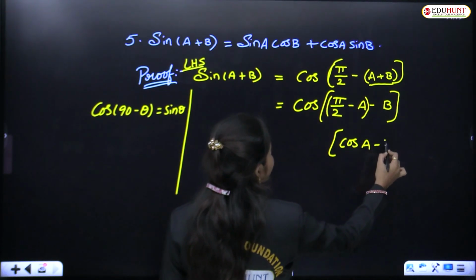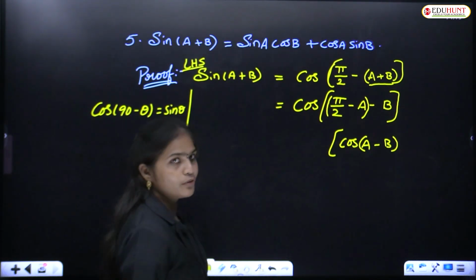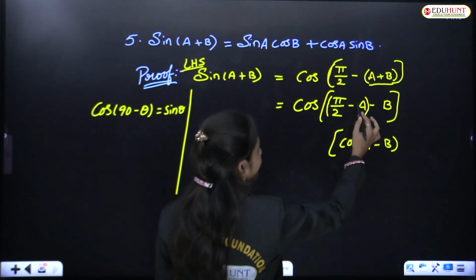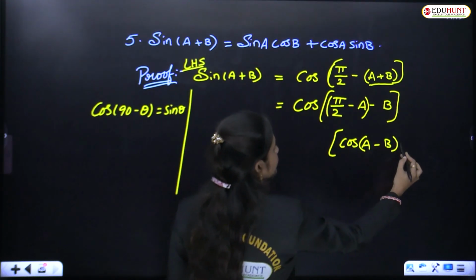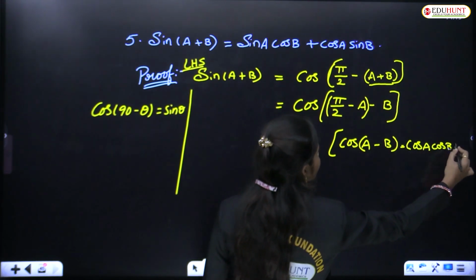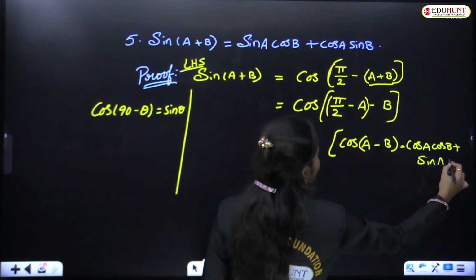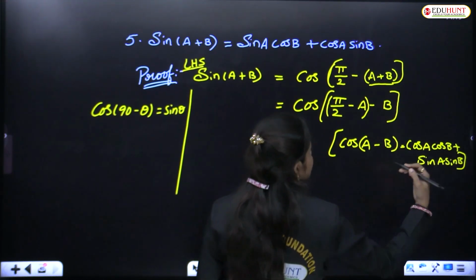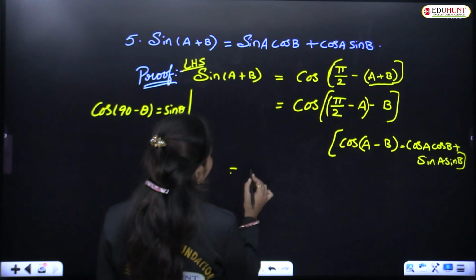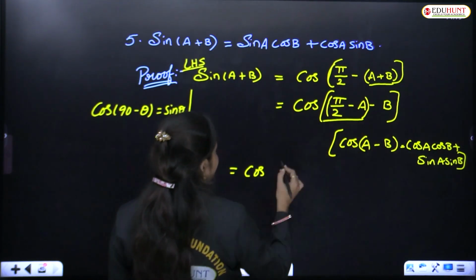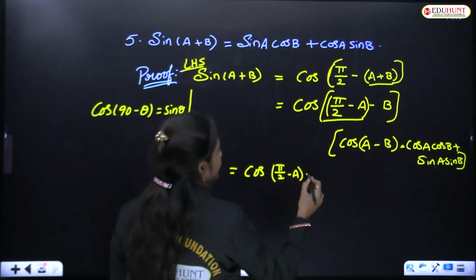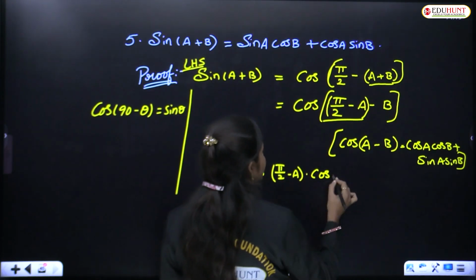Okay, now this is in the form of cos A minus B. Yes or no? Here A is equal to pi by 2 minus A. So A is equal to pi by 2 minus A, minus B. So compare with this formula. So what is that formula here? Cos A cos B plus sin A sin B. Same only, no, those two. Okay, so just by comparing that one, use that formula here. Cos A, A means here pi by 2 minus A. Cos B, cos B means here B is there.